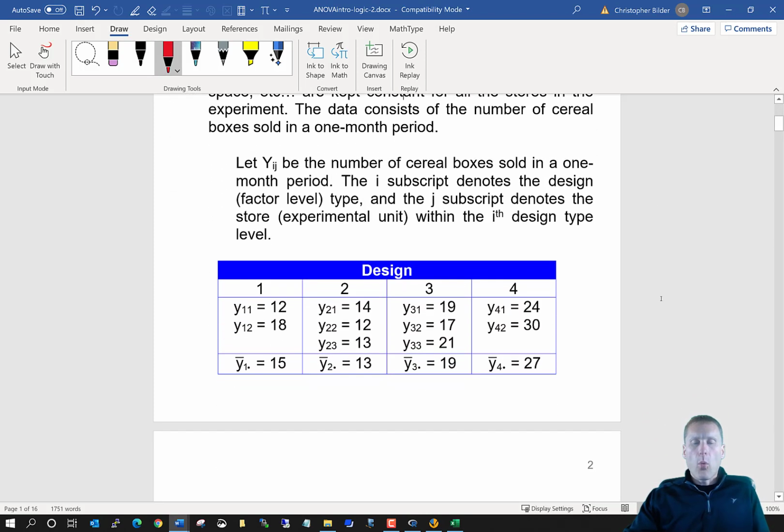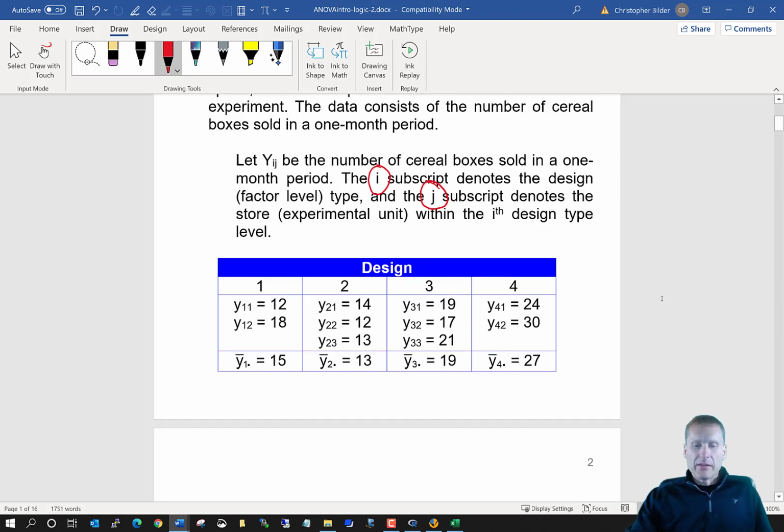So let's let y sub ij be a random variable denoting the number of cereal boxes sold in a 1 month period of time, where the i subscript, that very first subscript, is going to denote the design type. In other words, this is going to be our factor levels. We're going to have factor levels 1, 2, 3, and 4, which, for lack of a better name, means design 1, 2, 3, and 4. And then the j subscript, that second subscript, is always going to denote the store within a particular design type.